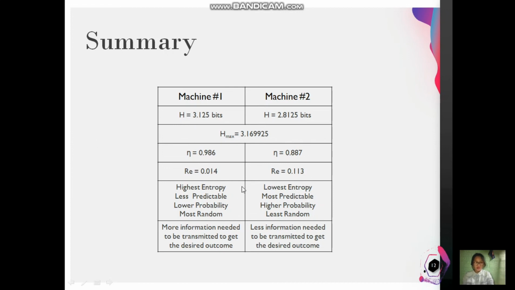Our interpretation is that machine number 2 will be the most predictable. It has a higher probability of predicting the correct outcome, so its result is least random, and less information needs to be transmitted to get the desired outcome. In machine number 1, it has higher entropy, meaning the higher the entropy, the more frequent are signaling errors.